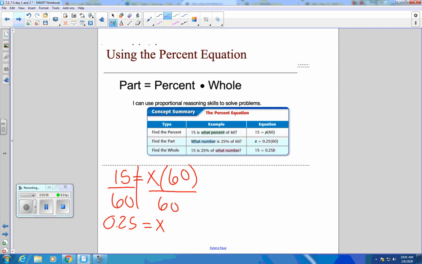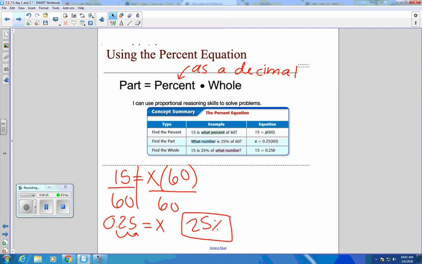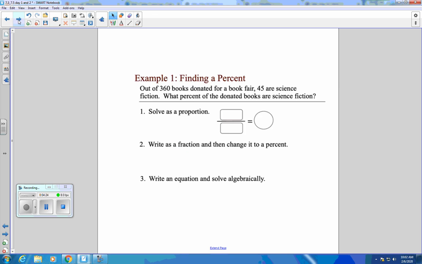The only thing about this equation is that the percent, when you put it in, has to be written as a decimal. And then when it comes out as a decimal, you have to turn it into a percent. So I have to bump the decimal over 2, and I get 25%. Okay, we're going to be practicing both of these equations.